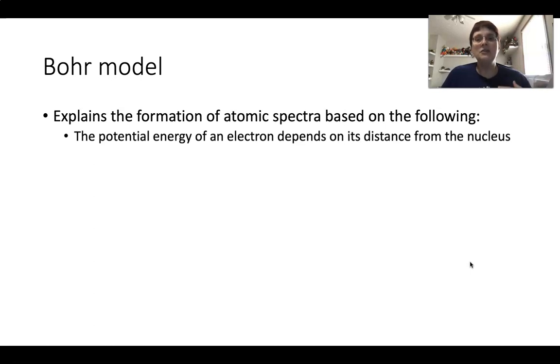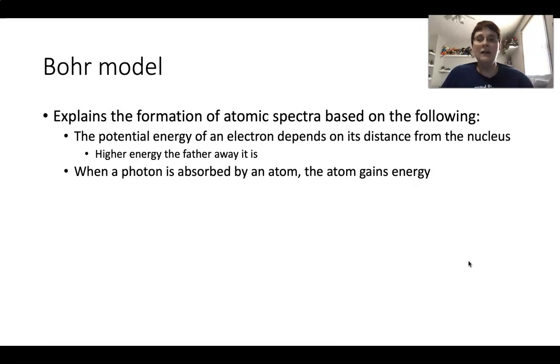The potential energy of an electron depends on its distance from the nucleus. Remember, potential energy is that stored energy that we find in objects. It turns out electrons have potential energy too. Just like if you have a ball and you raise it up, it has more potential energy. Same thing with an electron. The farther you pull it away from the nucleus, the more potential energy it has. So higher energy, the farther away it is from the nucleus.